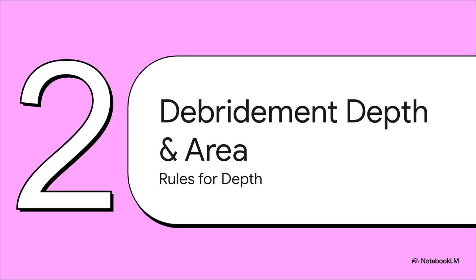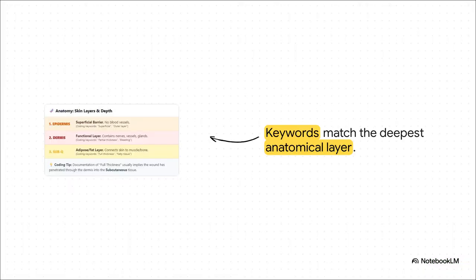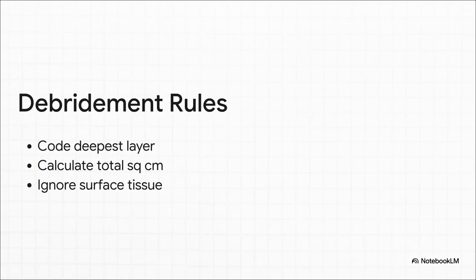Moving right along to Section 2, Debridement Depth and Area. This is a heavily tested topic, specifically how we code the transition from superficial to deep tissue removal. Now, what's really interesting here is how perfectly these coding keywords map to actual human anatomy. Look at how superficial links directly to the epidermis. Partial thickness means we've hit the dermis, and full thickness means the wound penetrates straight through to that yellow subcu adipose layer.